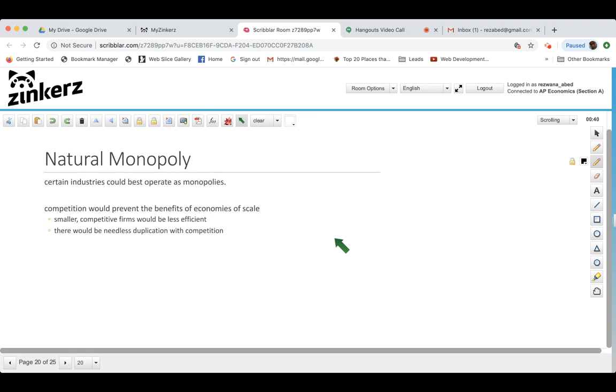Okay, so now we're going to talk a little bit about our discussion of natural monopoly. We briefly touched upon this when we talked about barriers to entry, what kind of barriers to entry there are in monopoly markets. We said that certain industries are best operated as monopolies, and what were some examples of natural monopolies that we talked about? Who remembers?